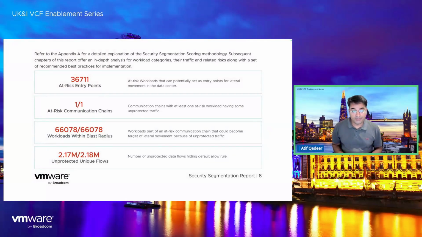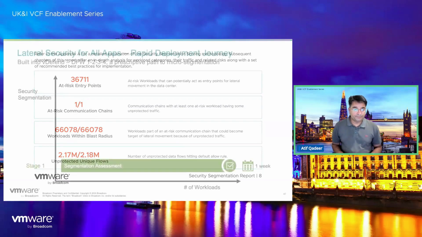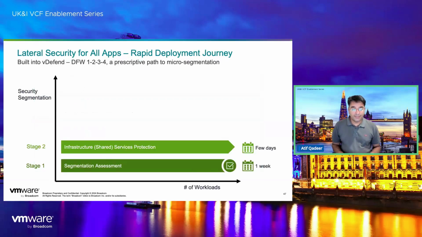This is actually from a real customer scenario where, just by running the report, it highlighted 36,711 at risk entry points, with a large blast radius and a number of unprotected unique flows. So it is a real customer-based illustration of what you're looking at right now. Once we've done the segmentation assessment, you have to wait for the flows to be gathered, up to about 7 days.